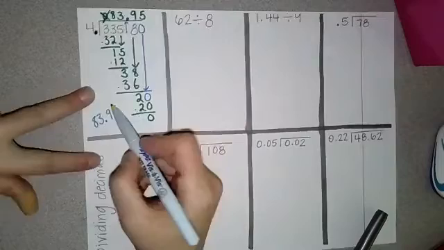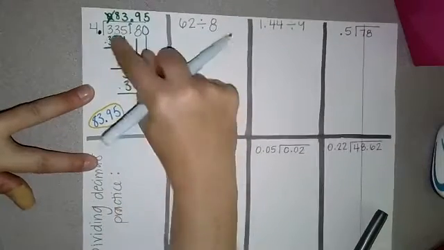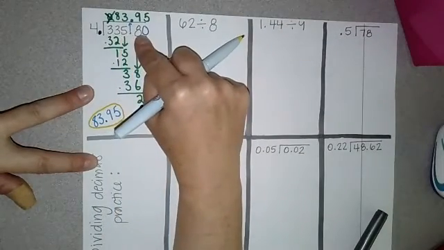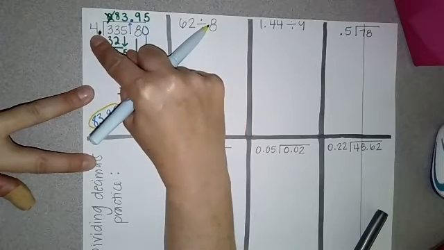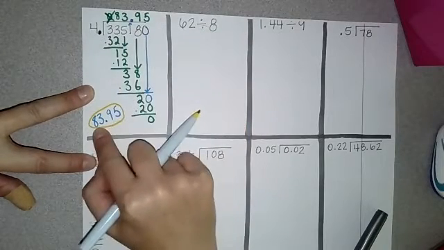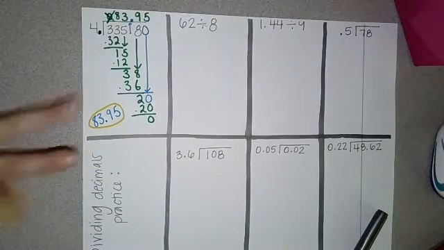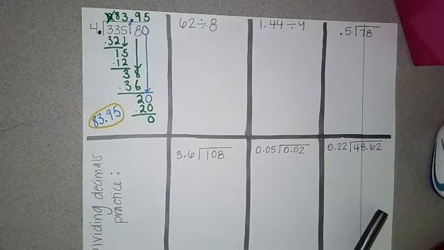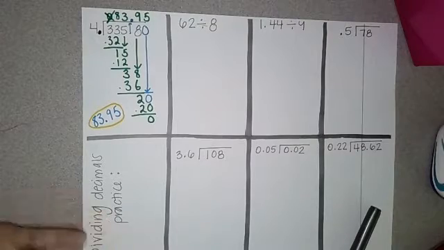So what that is saying is if I had $335.80 and I divided it into 4 equal parts, each person would get $83.95, which makes sense, right? It's a good estimate.